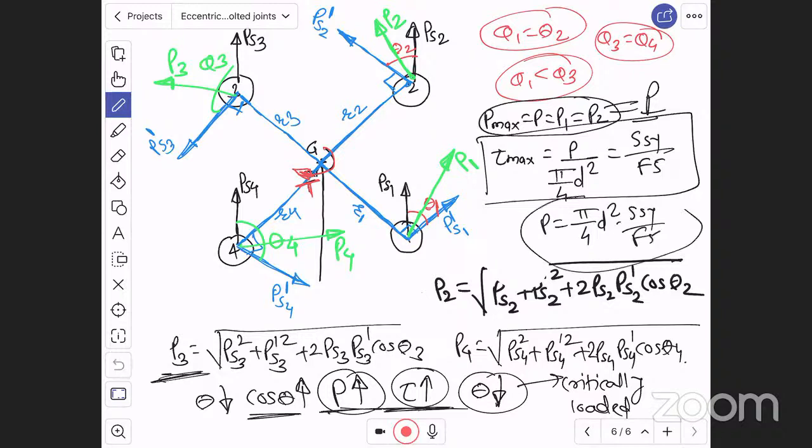Now from this equation, whatever may be unknown, force may be unknown, diameter may be unknown, factor of safety may be unknown, we can calculate accordingly, right? Now let us solve these questions. Let us solve all these questions according to these notes, right?